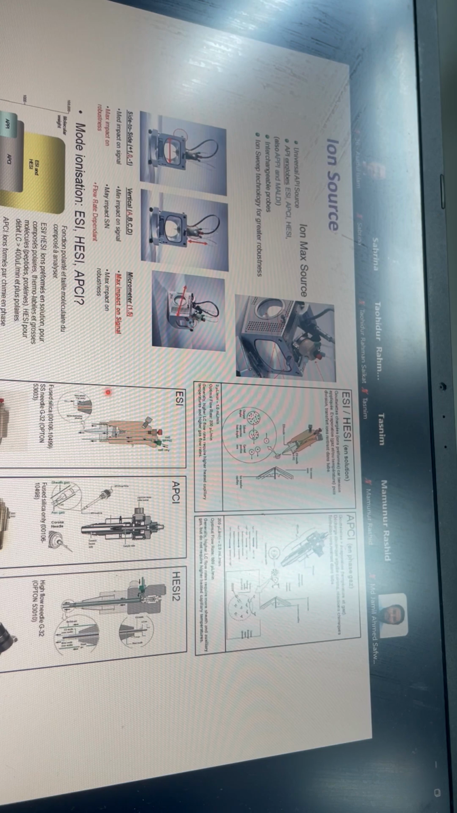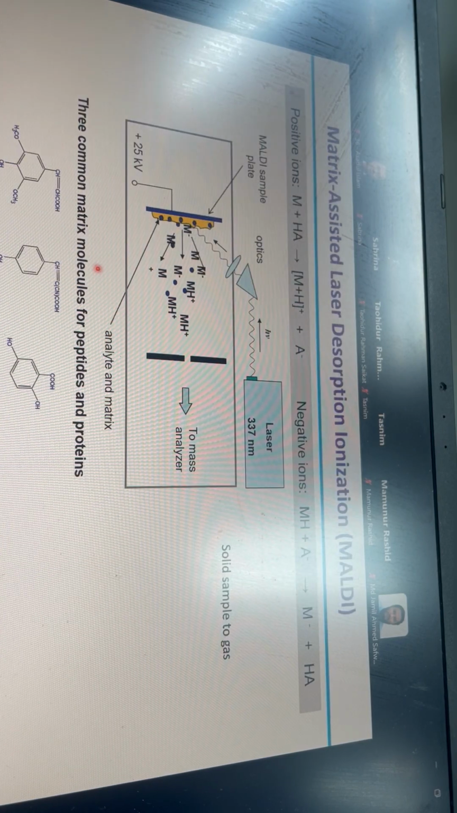Some of the things may be in France, because this is actually from when I was doing my PhD. That slide I actually collected from there.